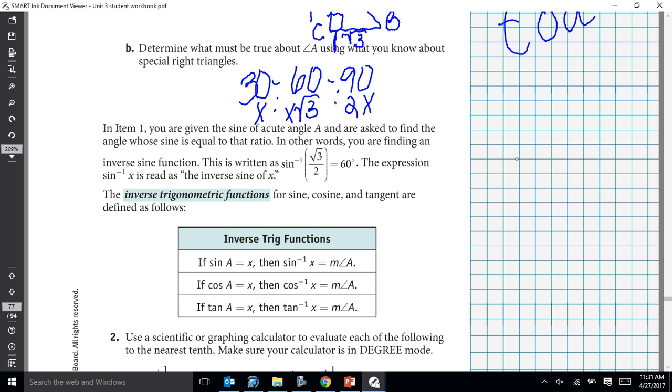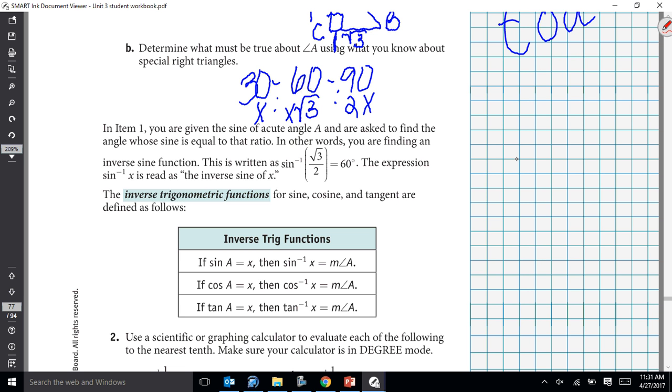Alright, so what we're going to do now is, this is how we undo. This little inverse doesn't mean like 1 over. What it means is undo it. So if we have sine of A equals x, we can inverse sine x, and that allows us to find the measure of angle A.